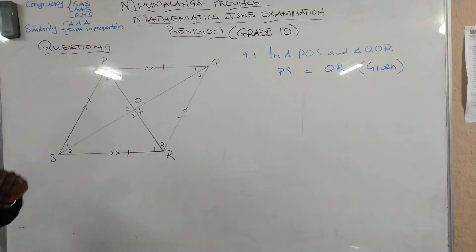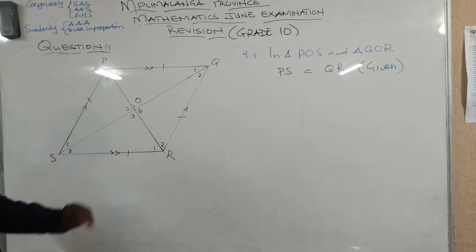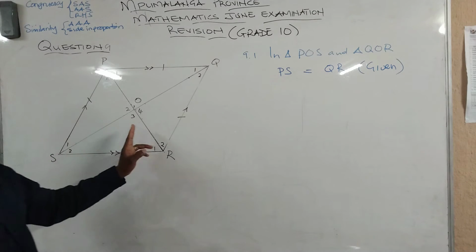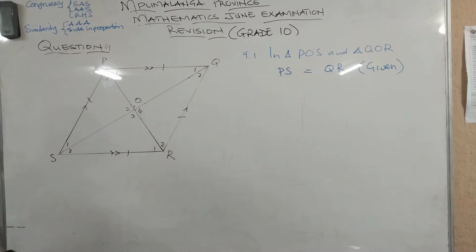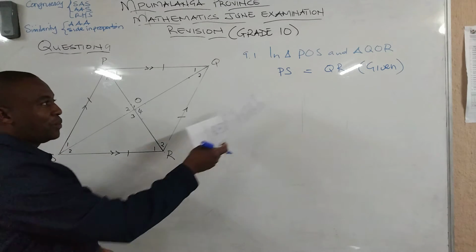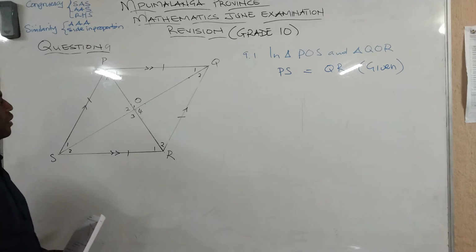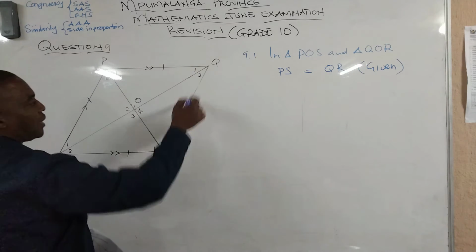We cannot use the sides that we have been asked to prove to say SO is equal to OS. They have said prove that. So it means you cannot use them in proving congruence. Use some other facts that are given. Now we do have parallel lines here.